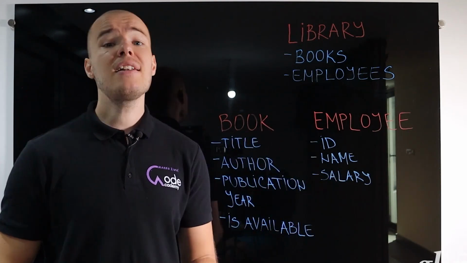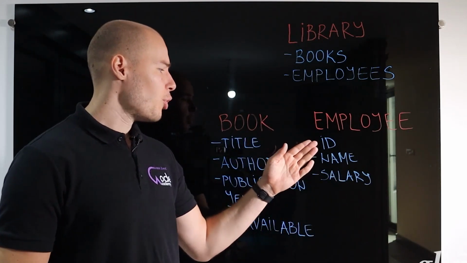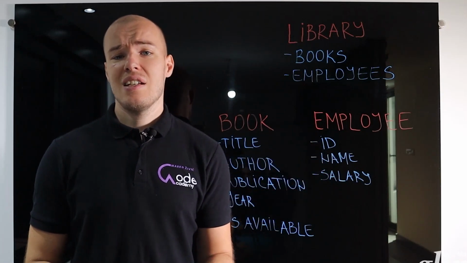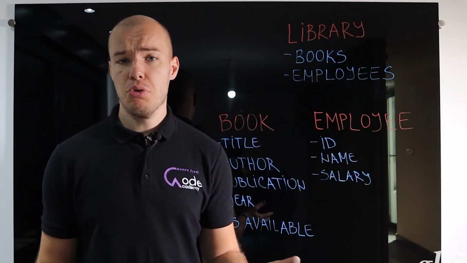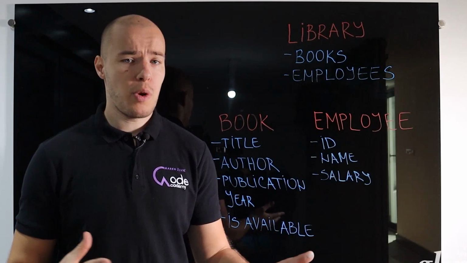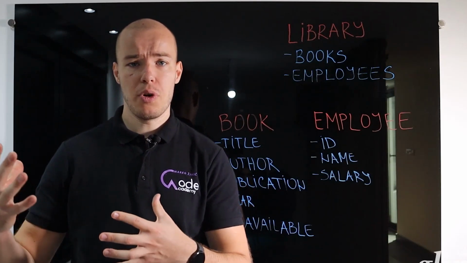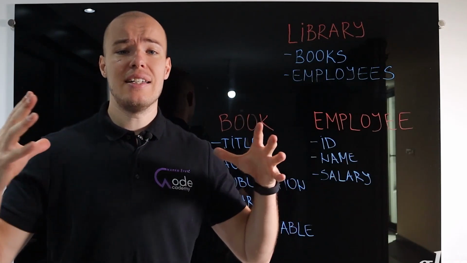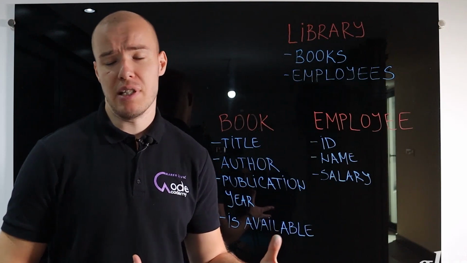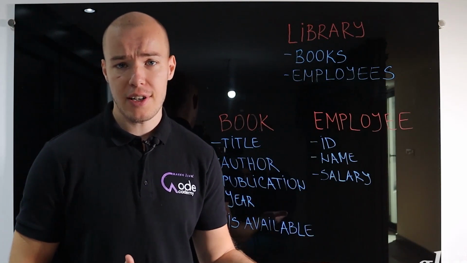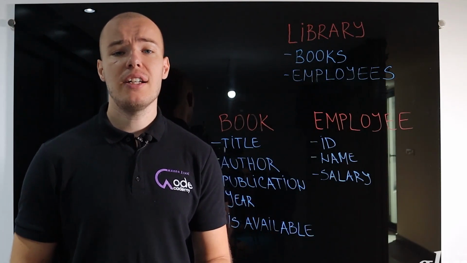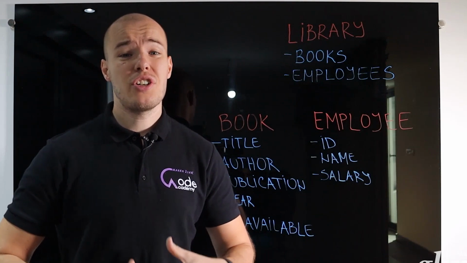And finally, we have our employee class, which has an ID, which is going to be used as employee ID, so we can know for sure what employee we're talking about. We will then need a name property for our employees, because we want to know who people are and how we should call them. And finally, we need to know what is their salary.